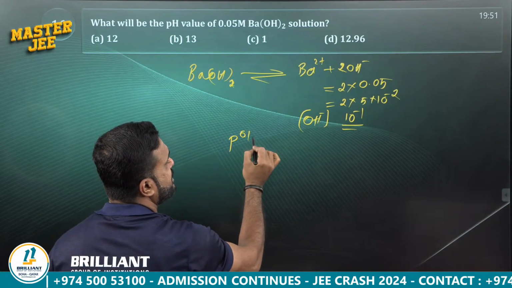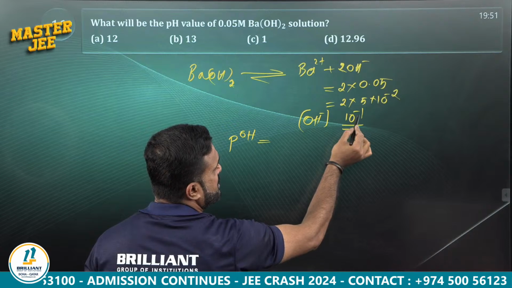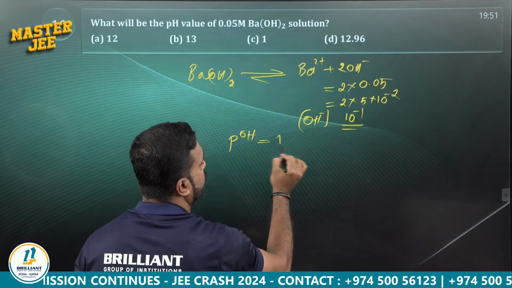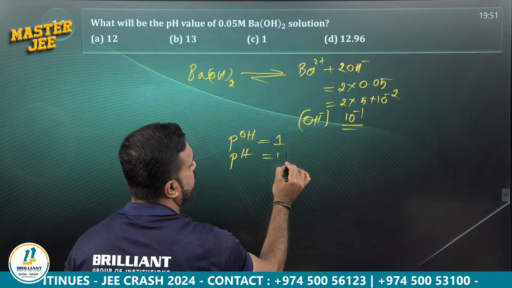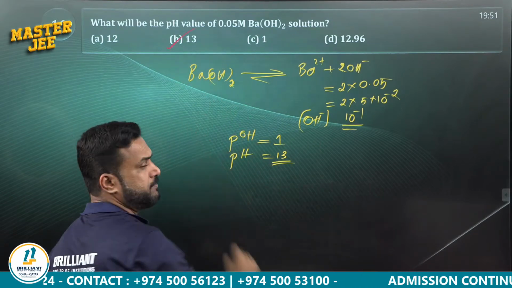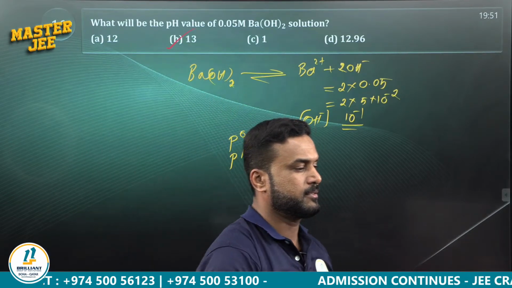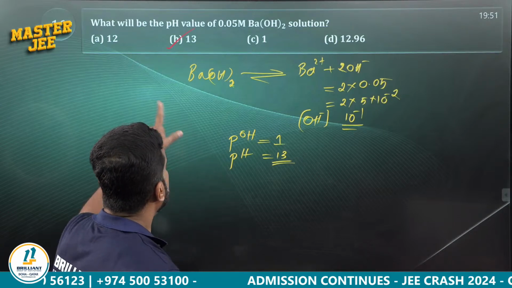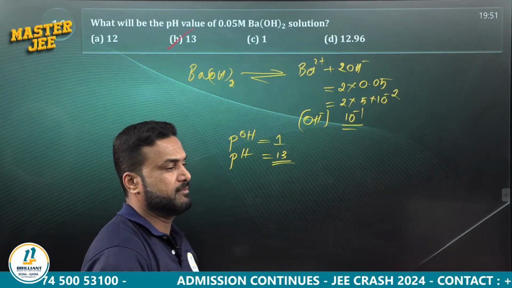So we can write the pOH directly. The OH- ion concentration is 10 power minus 1, which means pOH is equal to 1. Then pH is equal to 13. So what is the right answer? Yes, 13 is given. Yes, correct, option B. Yes, Ruben. So the pH value of 0.05 molar Ba(OH)2 is 13.